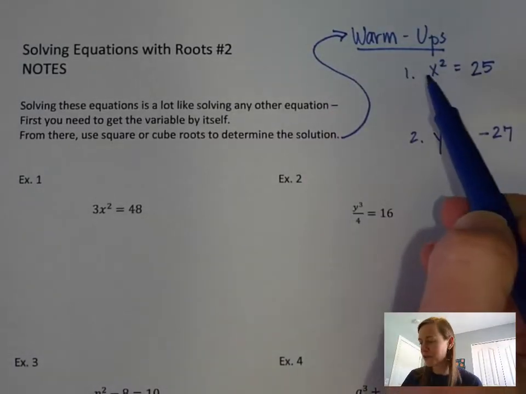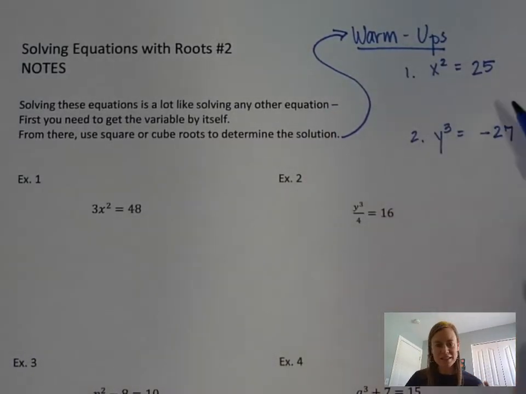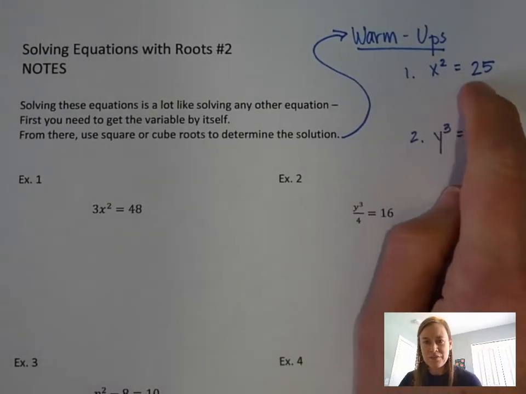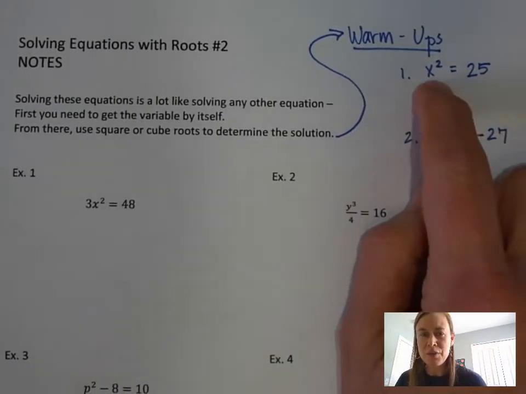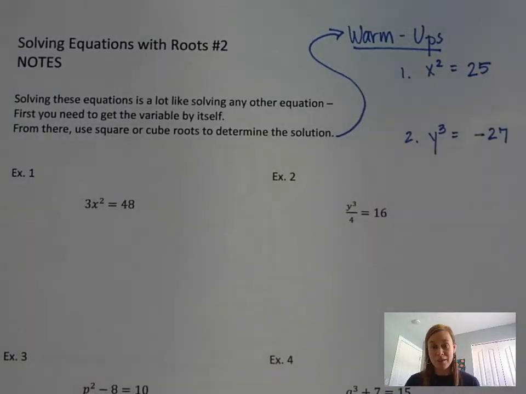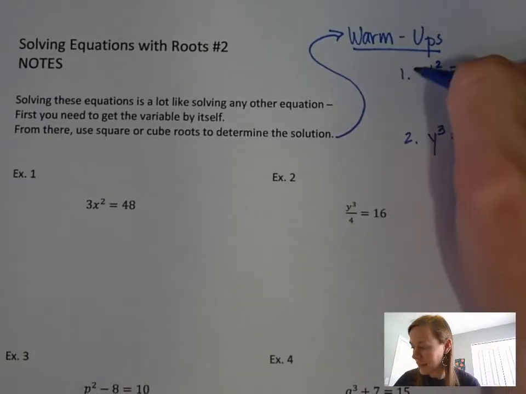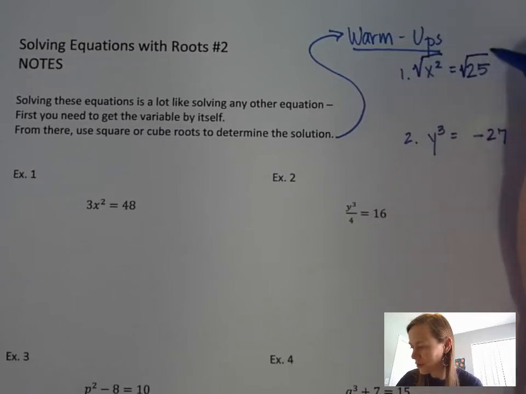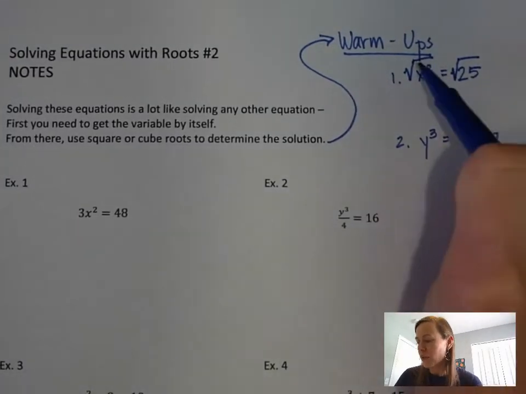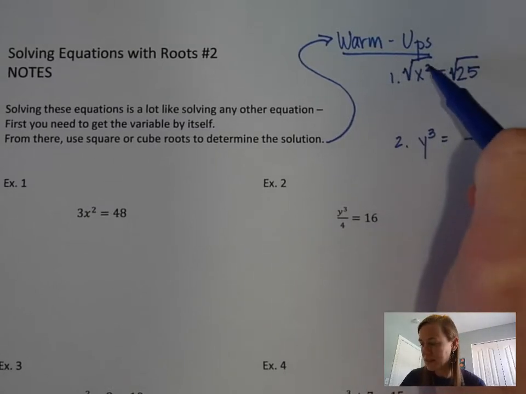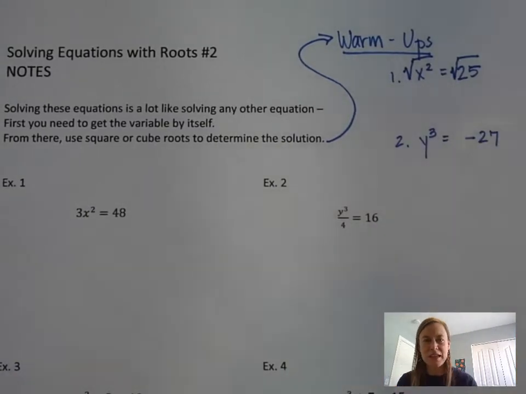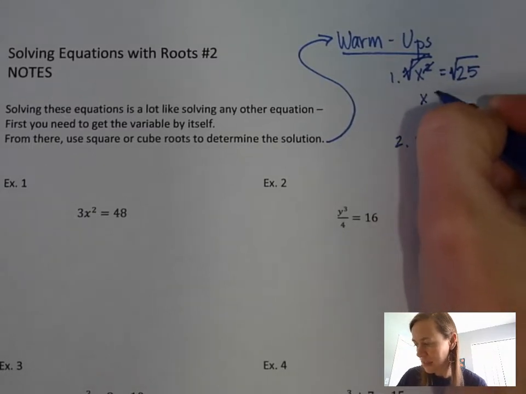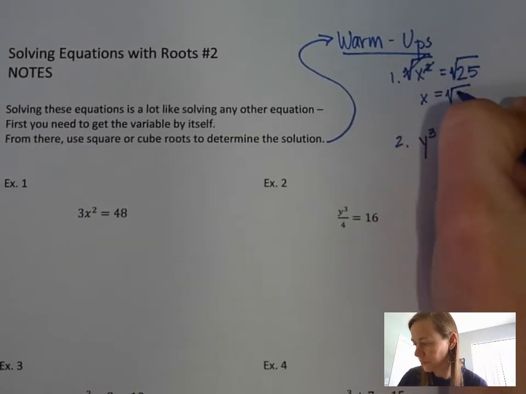So let's look at this first warm-up. This is like what you just learned yesterday or the day before. We have x squared equals 25. So how do we solve for x when you have x squared equals 25? Well, you're going to take the square root of both sides. So as you know, what you do to one side, you do to the other so that the equation stays balanced. And when you take the square root of something that is squared, those two things essentially cancel each other out. So the squared goes away and you're left with just x equals square root of 25.